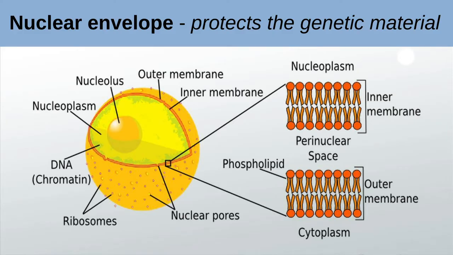The nuclear envelope, also called the nuclear membrane, is made of 2 phospholipid bilayers. You can see here how the outer layer and the inner layer are separated by space. The nuclear envelope is twice the layers of the cell membrane. The primary function of the nuclear envelope is to protect that genetic material inside.